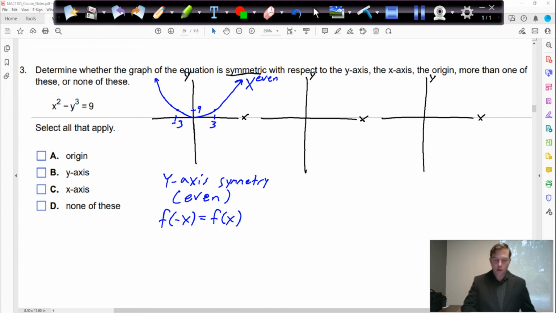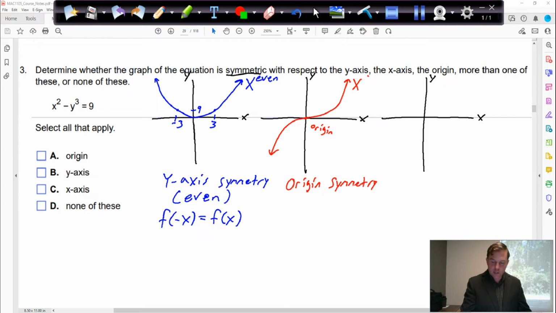Okay, the other one, most common, is called origin symmetry, because if you flip this thing across the origin, imagine we put a mirror at an angle across the origin, it would reflect the bottom, the third quadrant, into the first, and it would look the same. So this is called origin symmetry. And we also noticed that this was the parent function for when x is raised to an odd power. So this is also called an odd function.